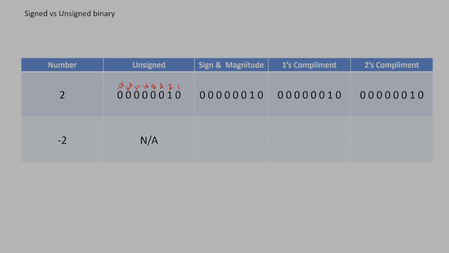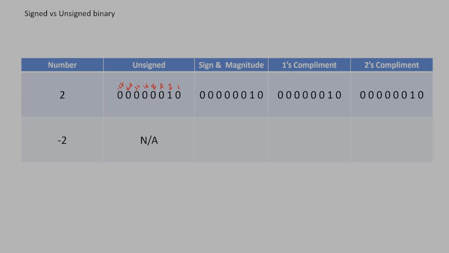The problem with unsigned binary is that we can't represent negative numbers. For instance, we can't represent -2. The solution to this, or three solutions to this, are sign and magnitude, 1's complement and 2's complement. We will end up using 2's complement as our main method of representing negative numbers, but at this point we just need to know that these exist.